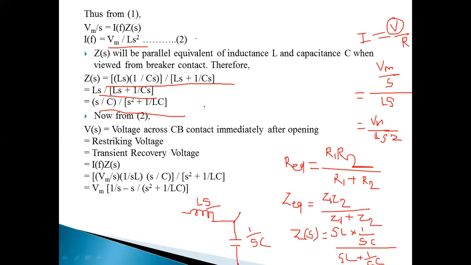So here this can be written as Vm divided by S into 1 divided by S into L.